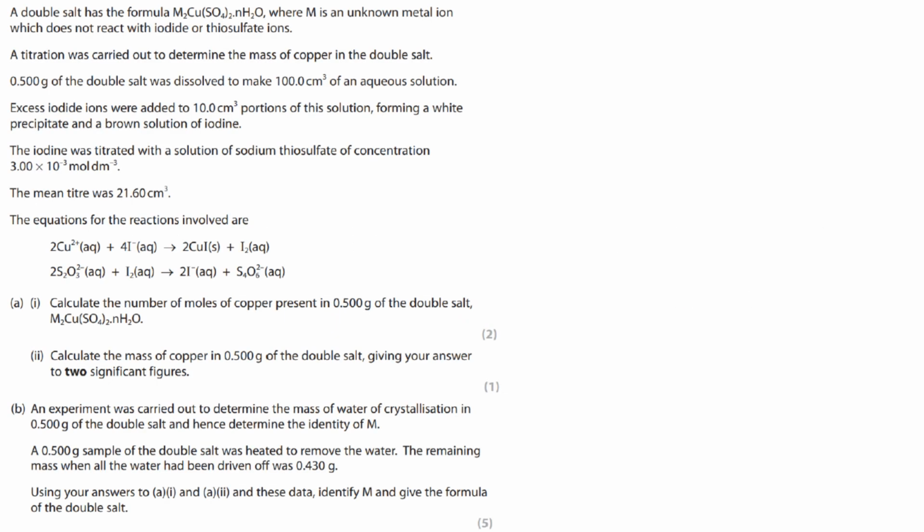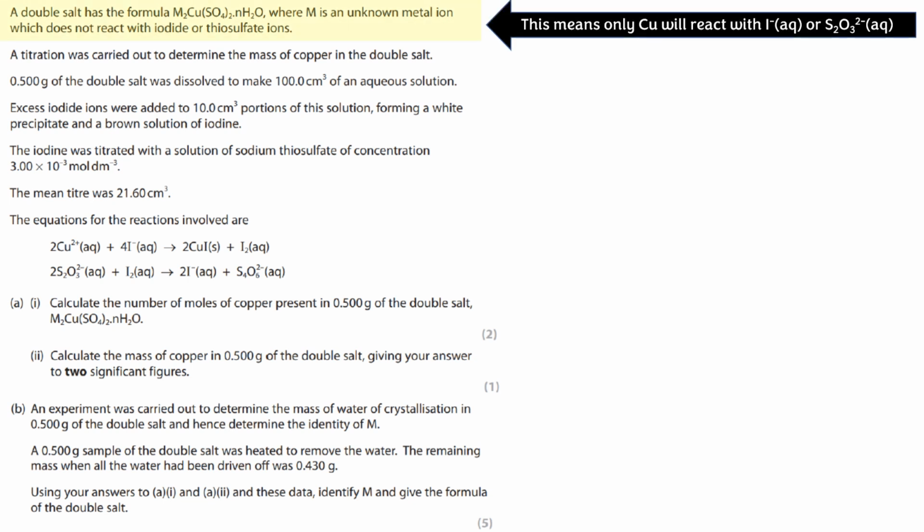So the question tells you the formula of the double salt and that M is an unknown metal ion which doesn't react with iodide or thiosulfate. So that must mean only copper will react with those two things. So the titration was carried out and it tells you three sentences that describe how that's set up.